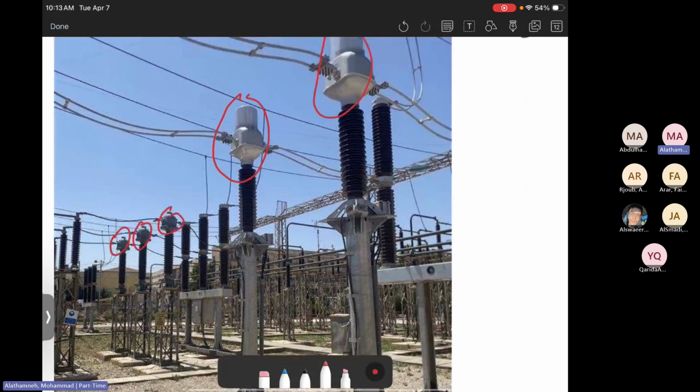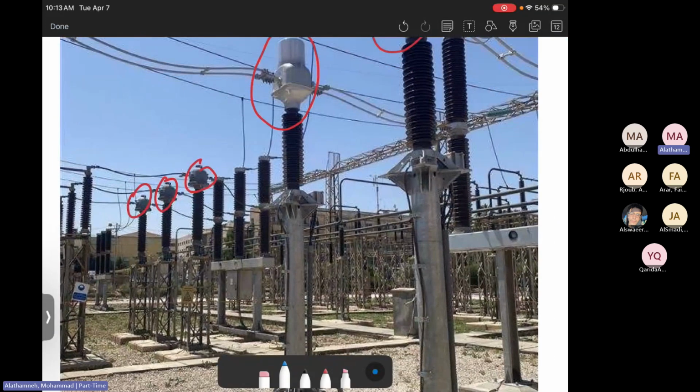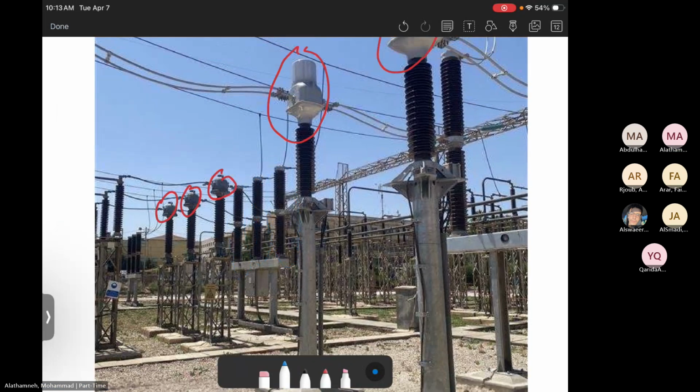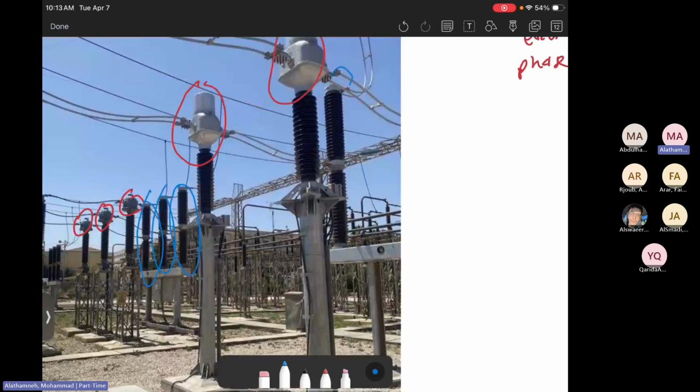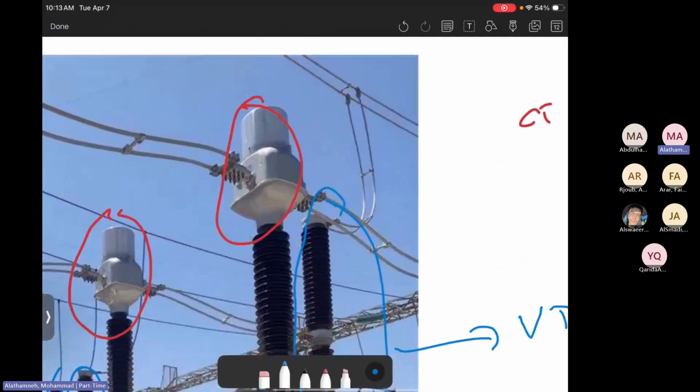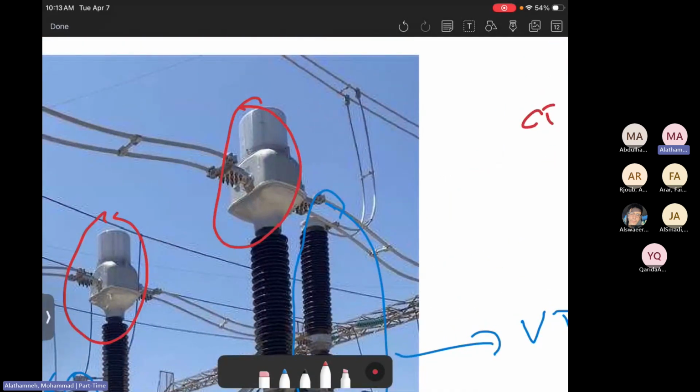How about VT? The VT looks like this one. This is a VT, VT, VT. This is a VT as well. So VT, voltage transformer, looks this way, while the CT, you see the cylindrical shape here at the top, this means it's a CT.